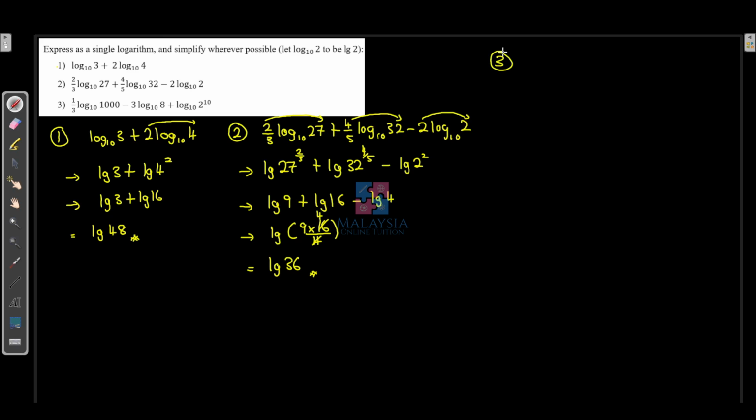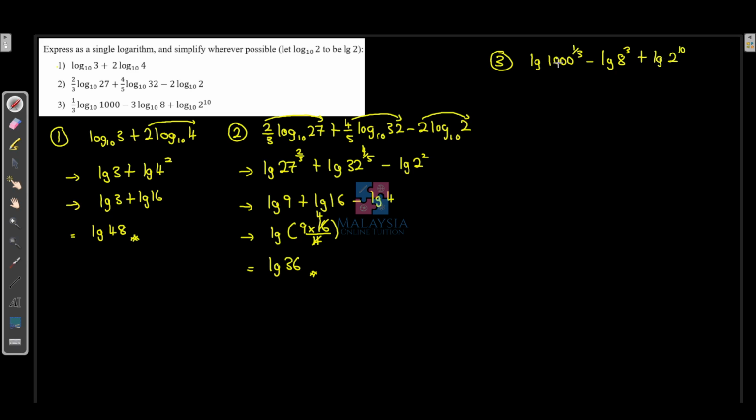And finally, for part 3 here, 1 over 3 log base 10 of 1000 minus 3 log base 10 of 8 plus log base 10 of 2 to the power of 10. Wow, 2 to the power of 10 here, as you can see. So don't worry. What we are going to do is just what we have done in the previous question in part 2. So we bring all the numbers in front inside as power. I'll skip to the next step, which is to put the number inside as power. So log 1000 to the power of 1 over 3 minus log 8 to the power of 3 and then plus log 2 to the power of 10.